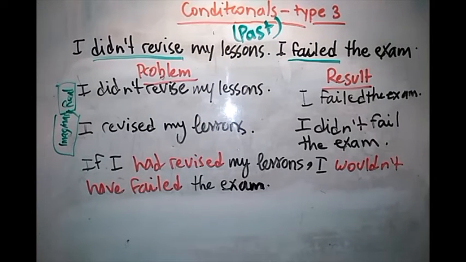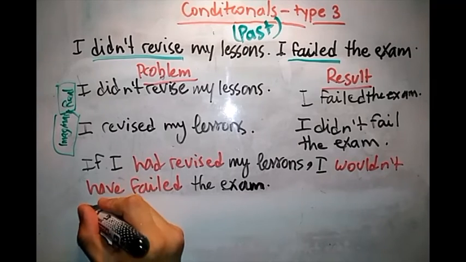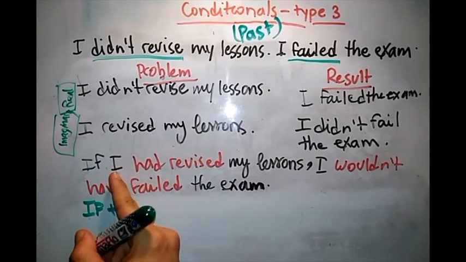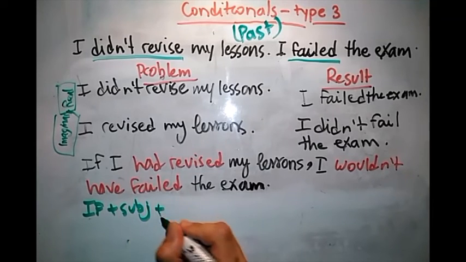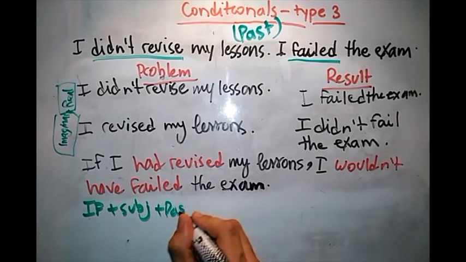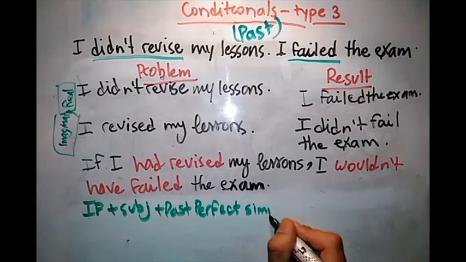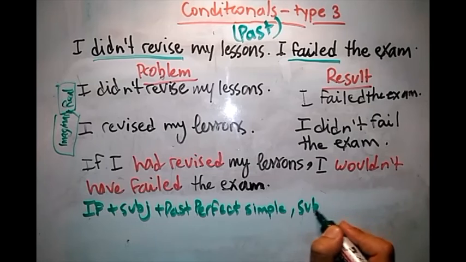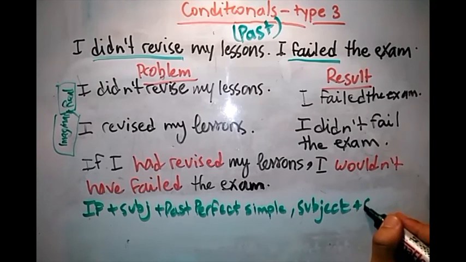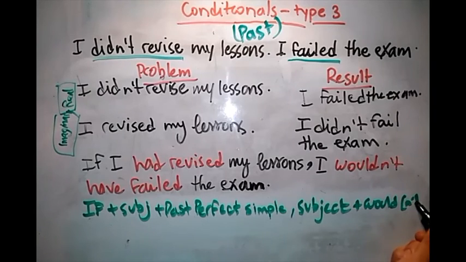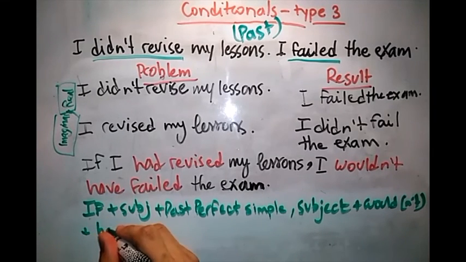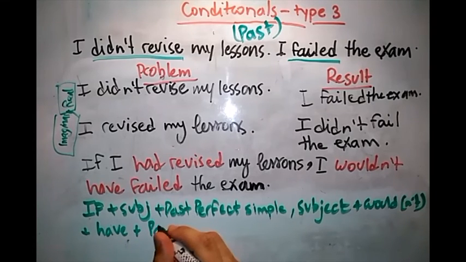Now, let's have a look at the form of conditional type 3. As the example that we've just seen shows, we have if plus subject plus had revised, which is past perfect simple. Then in the main clause we have subject plus would, or wouldn't if it's negative, plus have and then past participle.